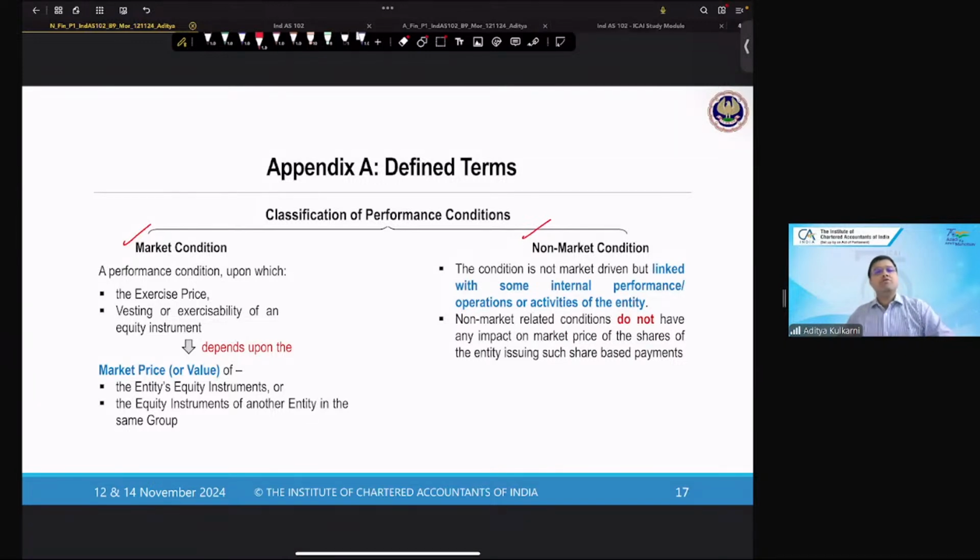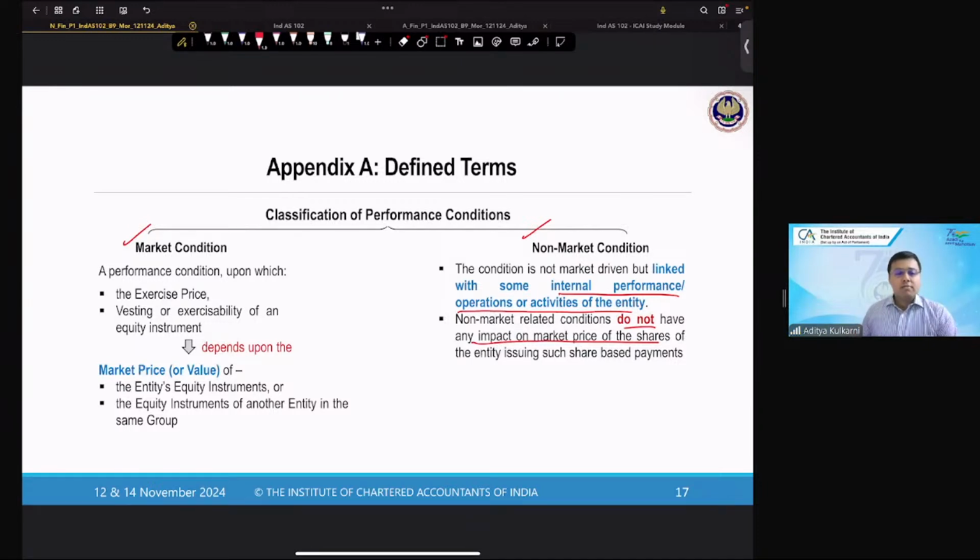Non-market performance condition, for example, I want to increase my sales by 10% year on year. That is one of the non-market based conditions. Or I need to drive a cost reduction in respect of my traveling costs within the organization. So that becomes a second non-market condition. Non-market related conditions do not have any impact on the market price of the shares of the entity issuing such share-based payments. It is linked to some internal performance or operations or activities of the entity.